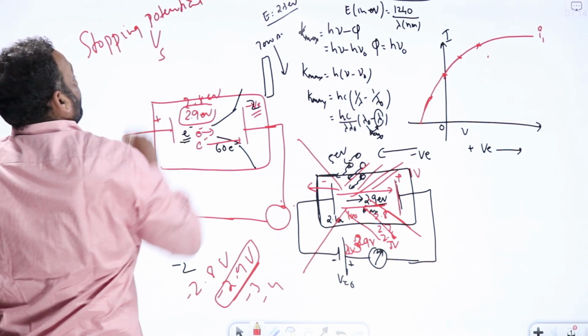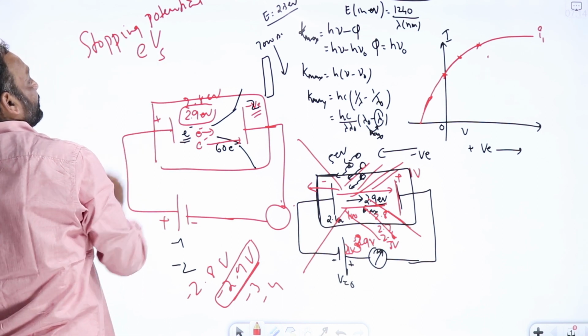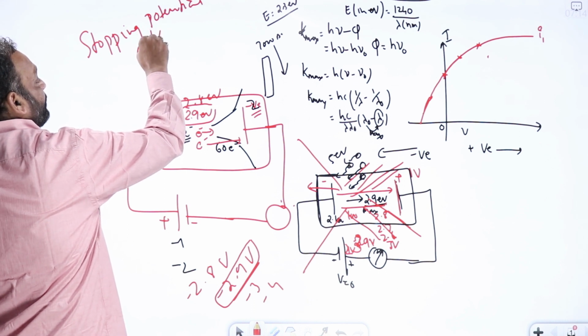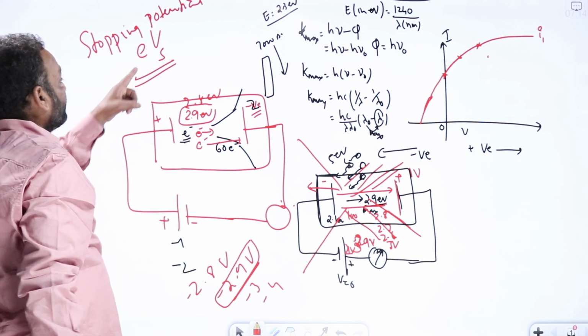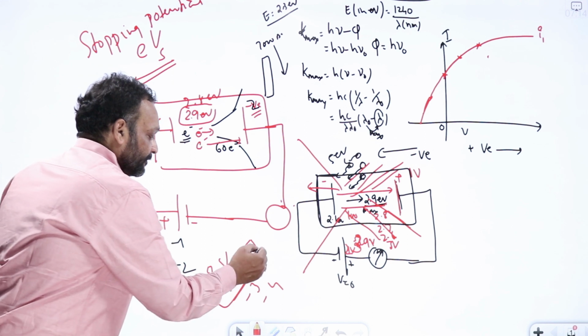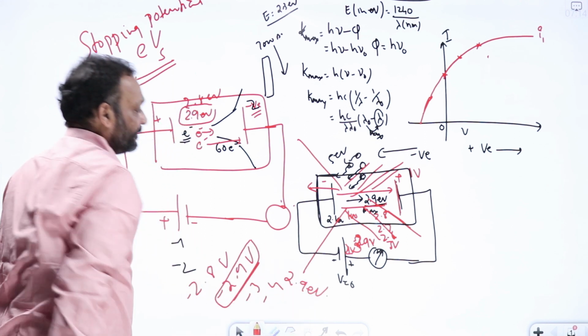An electron accelerated through V volts will have a kinetic energy of eV, electron volts. So the electron is accelerated by Vs volts, and its kinetic energy will be eVs. What is this eVs corresponding to? Now I said 2.9 volts, so what is the corresponding energy? 2.9 electron volts, right?